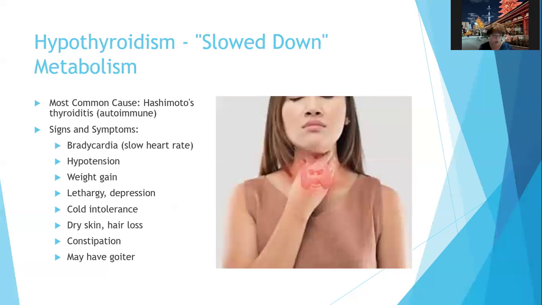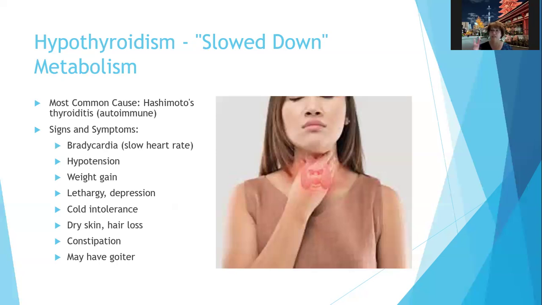So hypothyroidism is the opposite problem. It's a slowed down metabolism. Some people have hypothyroid because they had something like a tumor where they had to get their thyroid removed. It could be autoimmune, which is Hashimoto's thyroiditis. Just the opposite symptoms of hyperthyroidism. So you could make a little chart of all these and compare and contrast.